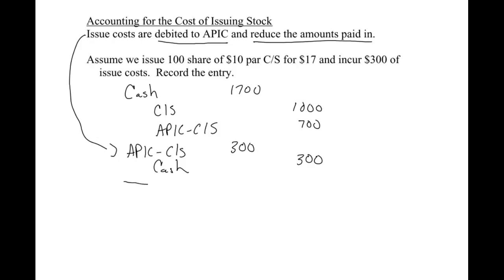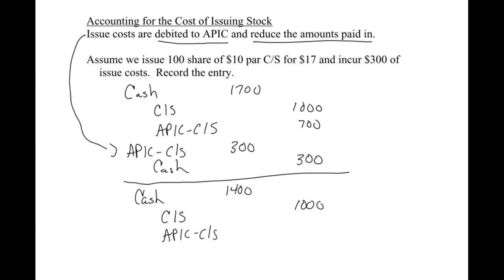If you want to net these together in one journal entry, it's fine. It would just be a debit to cash for the 1,700 less the 300. Our credit to common stock would still, and always, be par value. And then our additional paid-in capital would just be the original 700 less the 300 issue cost, so 400. If you look at those together, you can see they net out to be the exact same thing. So however you want to do it is fine.